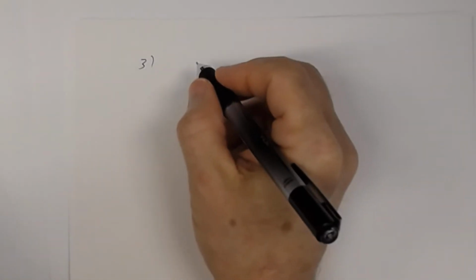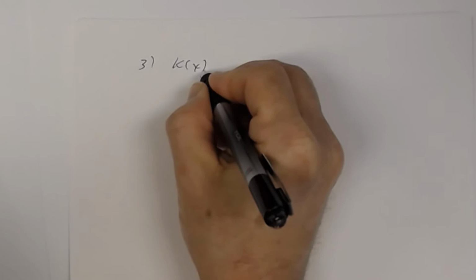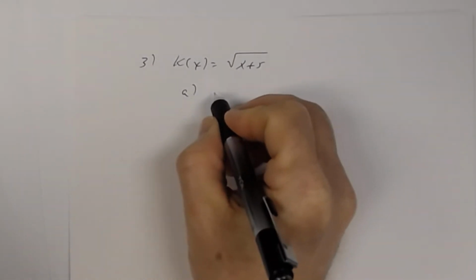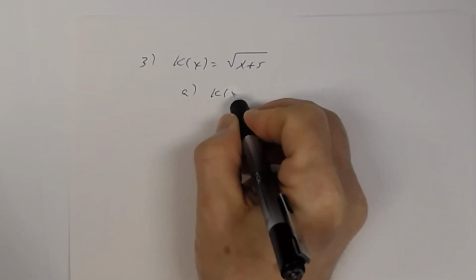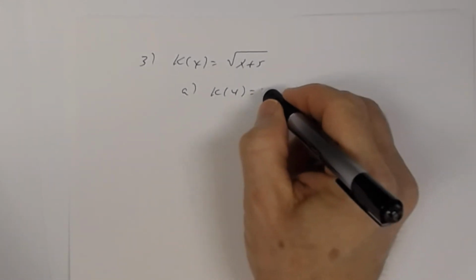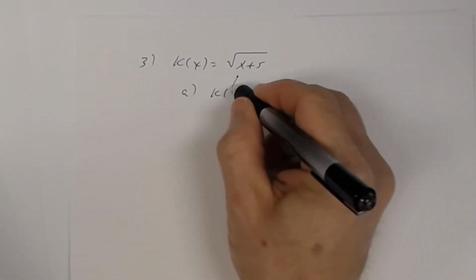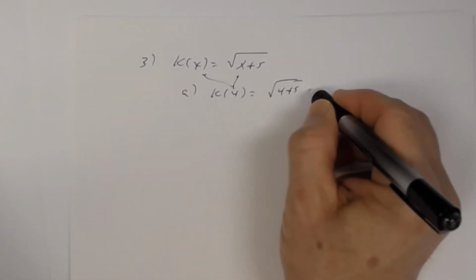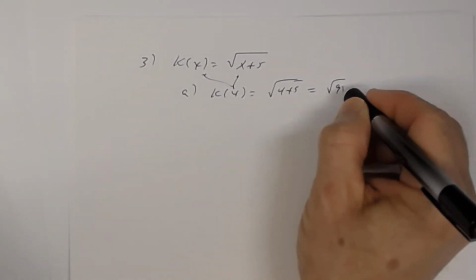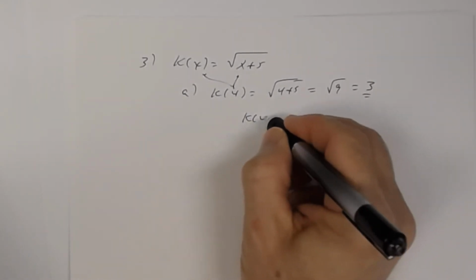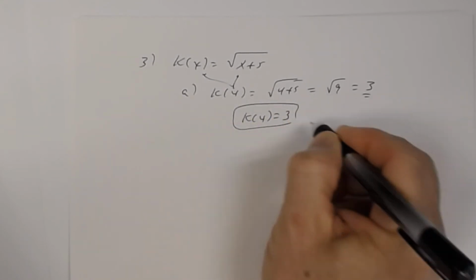Okay, let's look at number 3. Suppose in number 3 we had k of x is equal to the square root of x plus 5. So in part A, let's suppose you want to find k of 4. So again, where we see the variable x, you're going to substitute 4. So to find k of 4, you get the square root of 4 plus 5. You have to go further. You know the square root of 9 to be 3. Okay? So k of 4 is equal to 3.